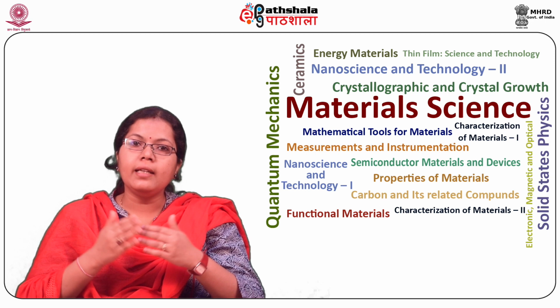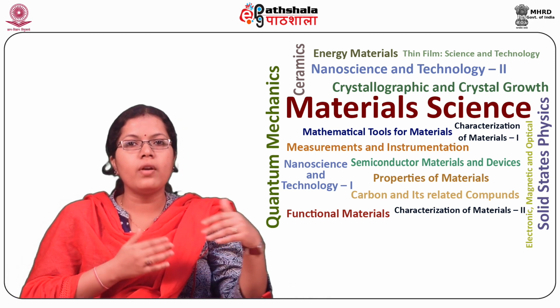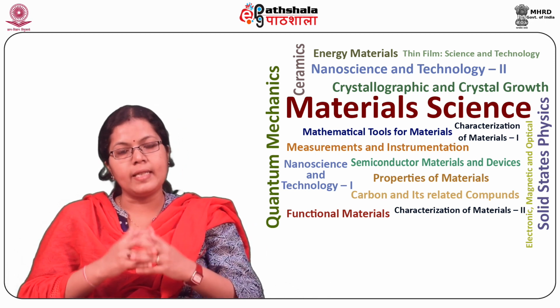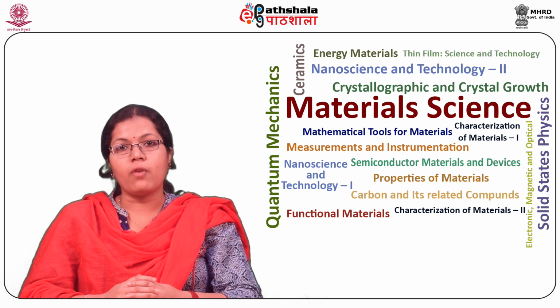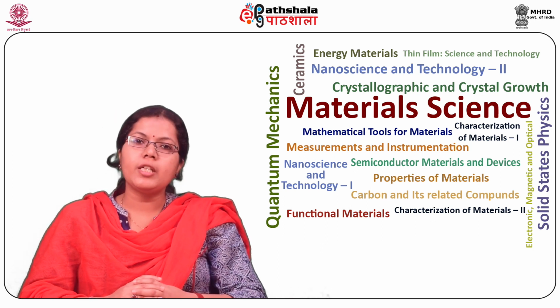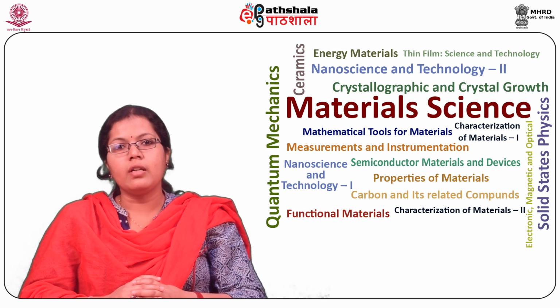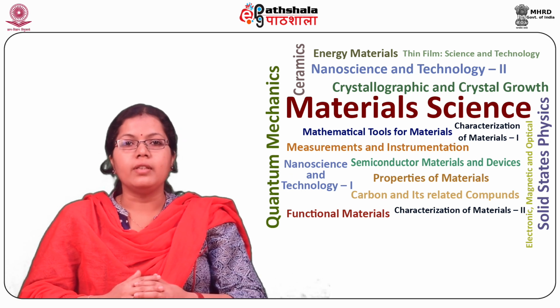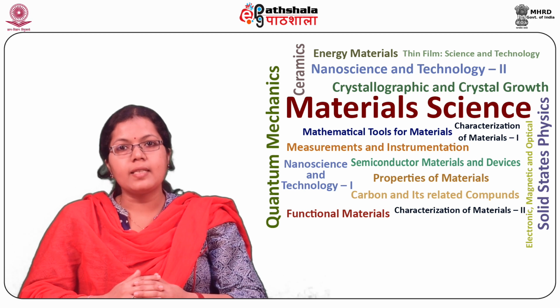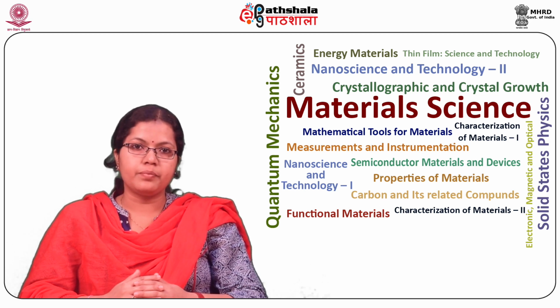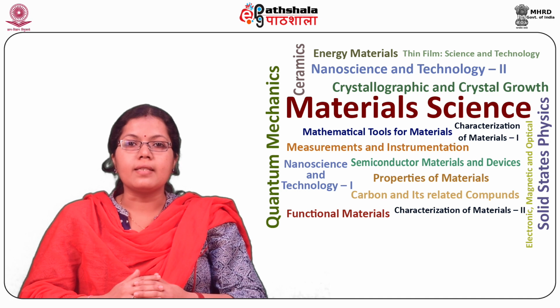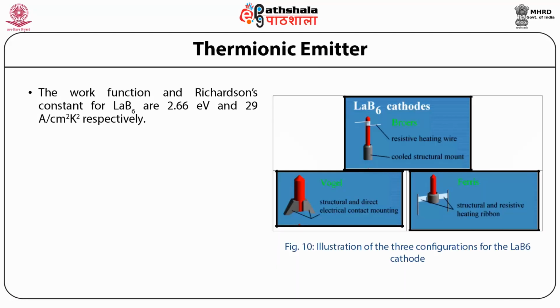through which an electrical current is passed for heating. The rod is heated by conduction from the ribbon. The ribbon material is chosen to be chemically inactive with the LaB6, such as graphite or tantalum. The details of these configurations are shown in figure 10, ampere per centimeter square, Kelvin square respectively.